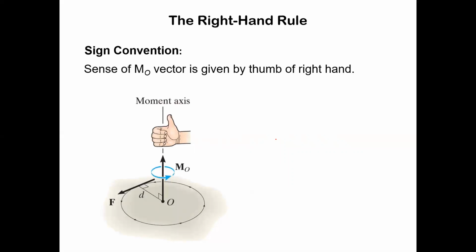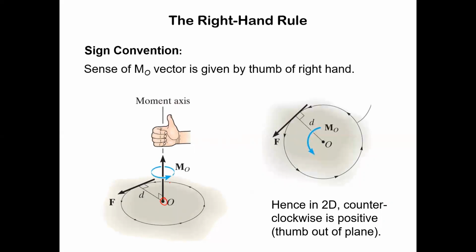The sense of the vector MO is given by the thumb of the right hand. If the fingers are curling around in the rotation that the force is trying to make the object at O spin, then the thumb will be pointing in the direction of the vector formulation of the moment. But again, we're just talking about scalars. In 2D, we're considering a counterclockwise rotation as positive, because that's when the thumb is pointing right at us. If your fingers are curling around in the direction of rotation and your thumb is pointing at you, we call that a positive moment.